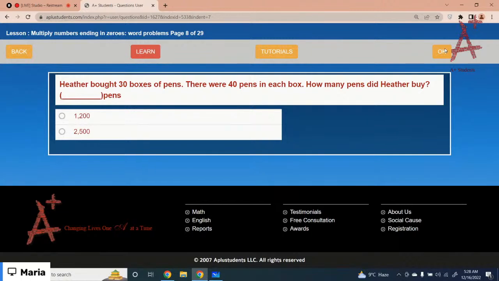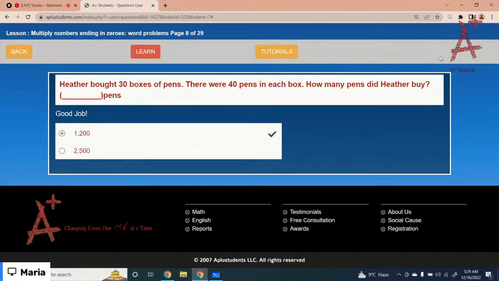Heather bought 30 boxes of pens. There were 40 pens in each box. How many pens did Heather buy? So which is the correct option? You have to do 40 times 30. So 40 times 30 is, yes, very good. It would be 1200. Just select the correct option and click on the OK button.